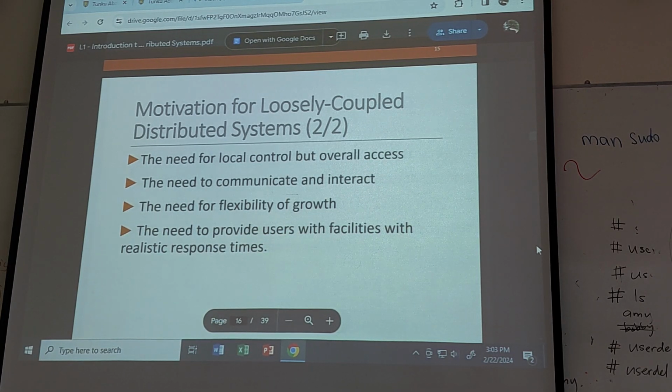Okay, another one is you need to communicate and interact. Okay? So distributed system will be, in this case, because it's already dispersed around the world, it needs to communicate and interact. Okay? And you can scale easily using loosely coupled compared to tightly coupled, because it's just adding computers.